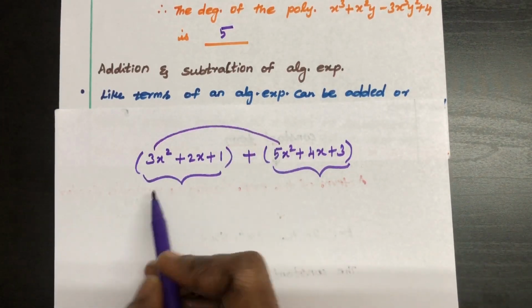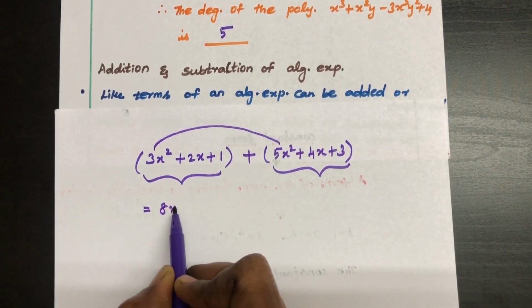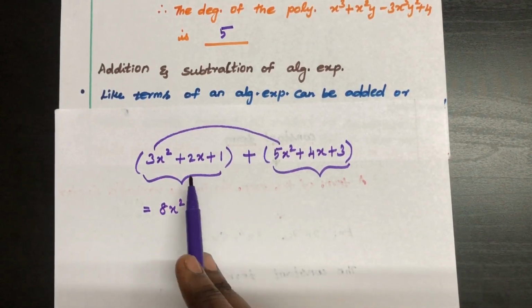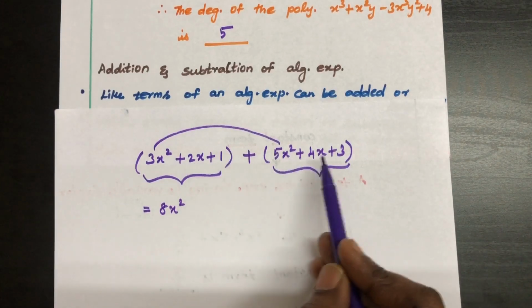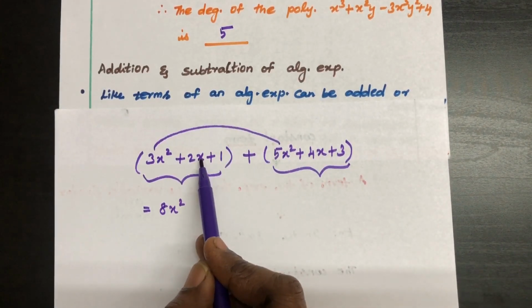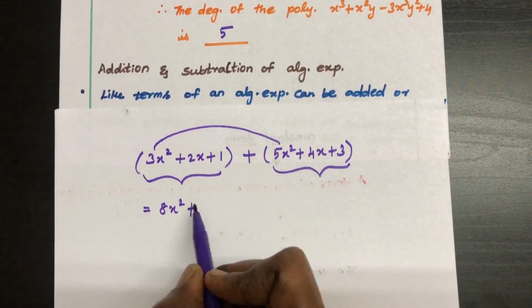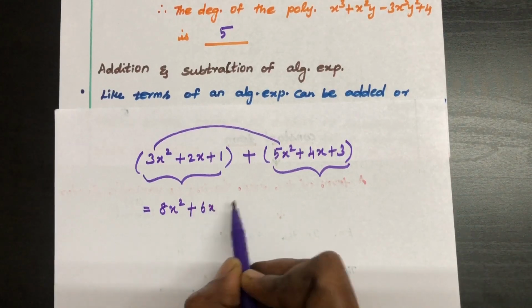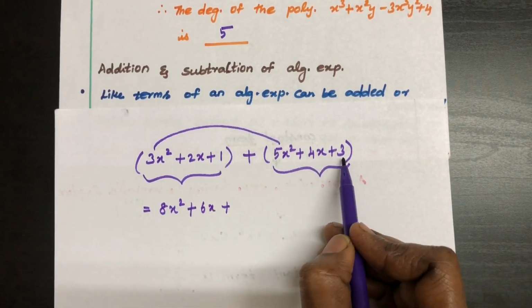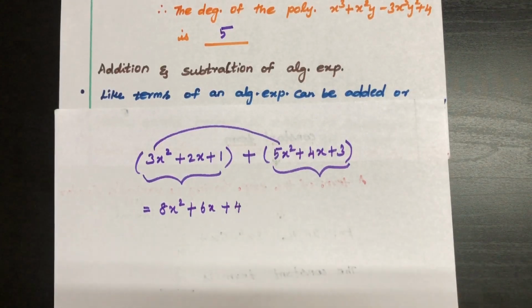So just add them. 5 plus 3 is 8x square. Next, look for another like term. 2x and 4x, x here and x here also, so these two are like terms. 2x plus 4x is 6x. And see the constants, 1 and 3. 1 plus 3 gives us 4. That's all. This is the way to add algebraic expressions with like terms.